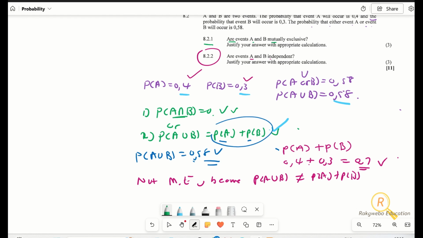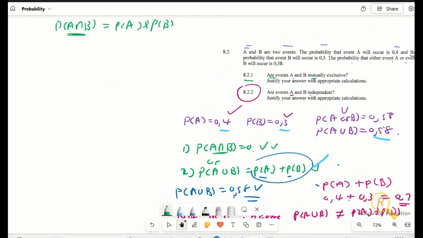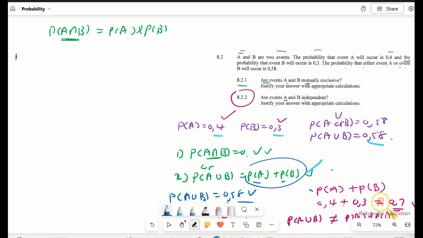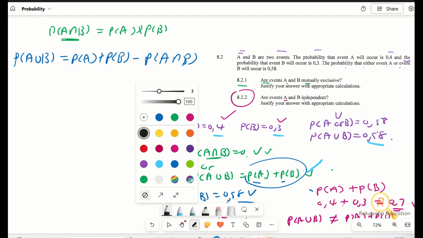How do we find it? We're going to use the classical formula for probability to find that. The classical formula says the probability of A or B equals the probability of A plus the probability of B minus the probability of A and B. So we're already given this probability, that probability, that probability. All we have to find is this. Let's go ahead and substitute.